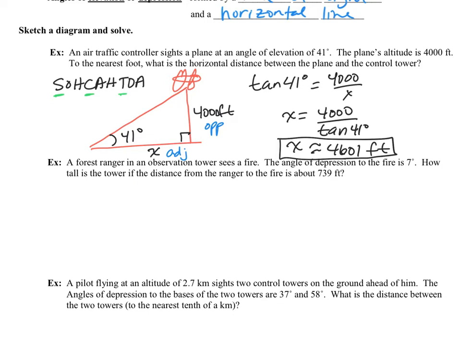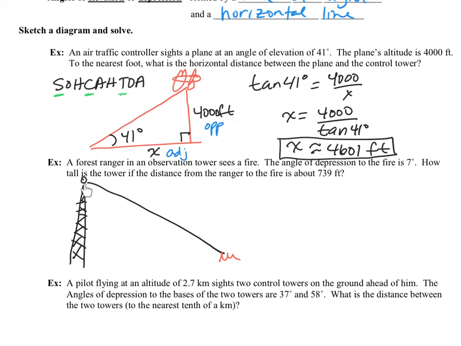First of all, we have a ranger on top of a fire tower. So I'm going to attempt to draw, here's our tower, all right? And here's the ranger on top of that. Now, he has a line of sight down to a fire. So here's the fire happening, okay? The problem says the forest ranger sees a fire. The angle of depression is 7 degrees, okay?